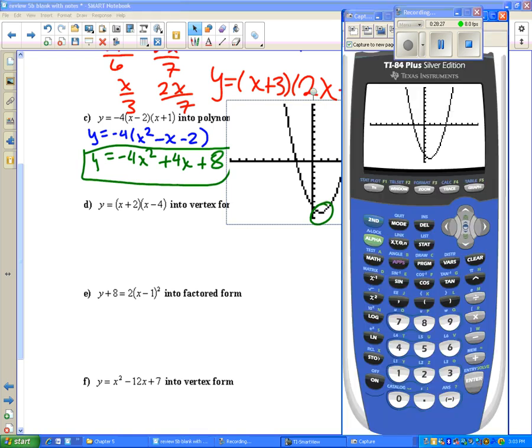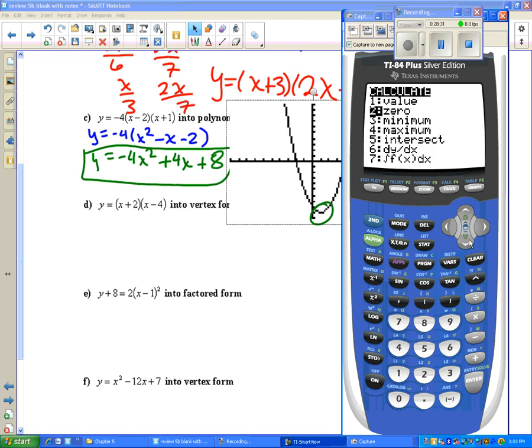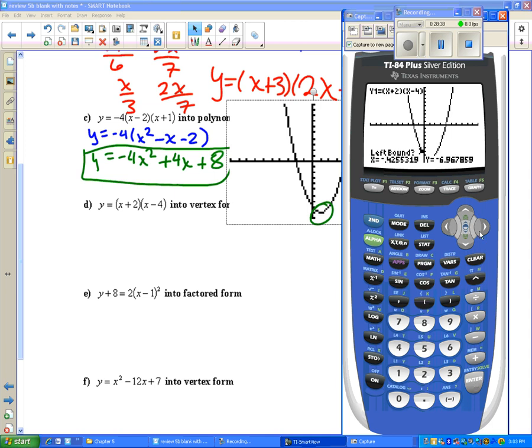So I go back. I'm going to hit second trace to go to the calc menu. Number 3 is minimum. I'm going to hit enter. Left bound, I'm going to get my little blinky spider to the left of my minimum and hit enter. I'm going to move to the right of my minimum with my blinky spider and hit enter twice. And I get 1. I can't see what that number is because of the blinky spider.